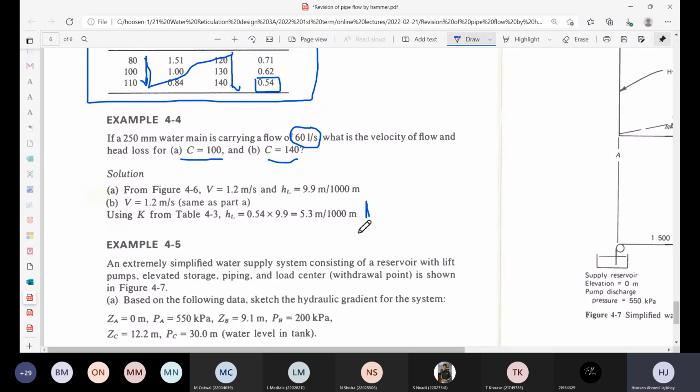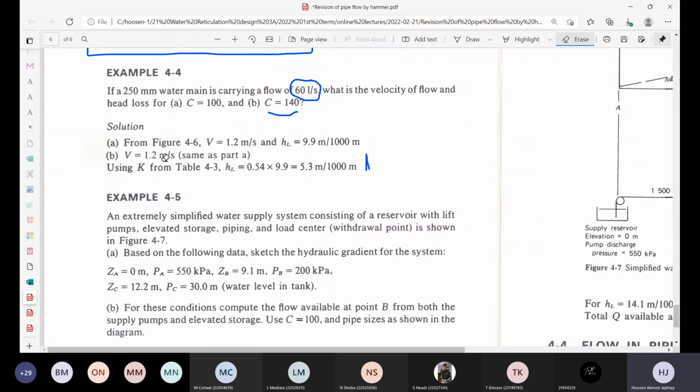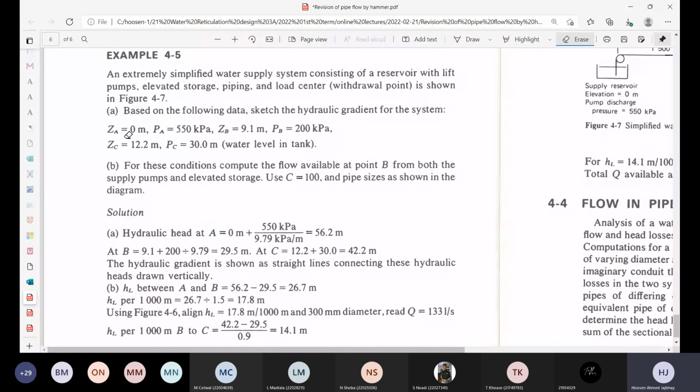This example is leading you through the process, so that's why it first asks you to work it out for C equals 100, because that's what you're going to get from the nomograph, and then correct it for C equals 140. In practice, if you were working with C equals 140, you would still need to do it for C equals 100, because that's what the nomograph is, and then you would do the correction for C equals 140. Okay, so that's example 4.4 explained.